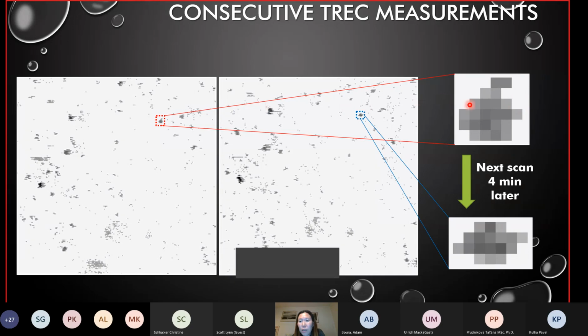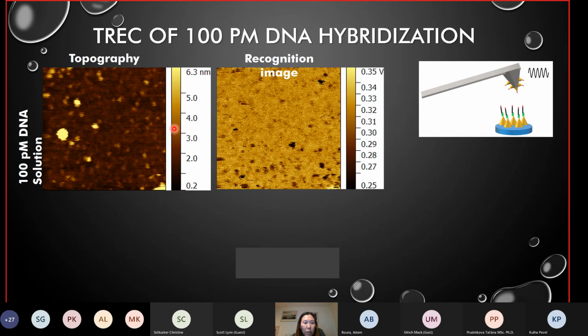So some pixels yes, some pixels not. But we could clearly preserve the single spot after 4 minutes, even though thermal drift can happen and so on. So we also apply this track method to a higher concentration target DNA hybridized surface, and then you see the recognition spots become bigger and also the number is higher.